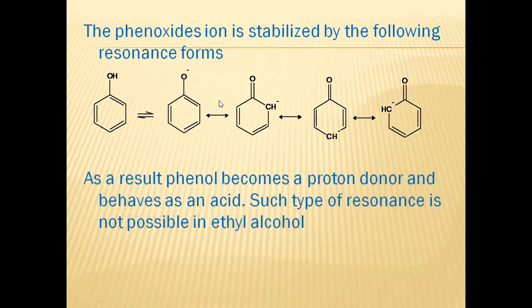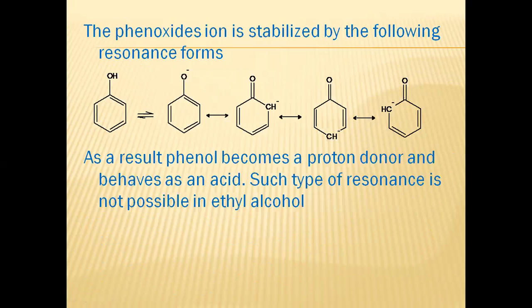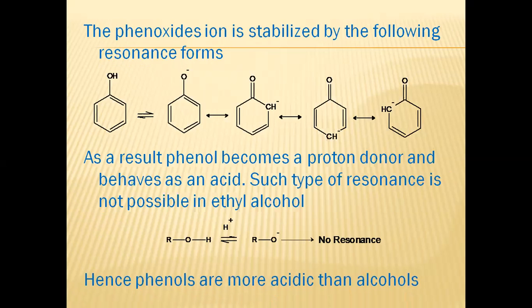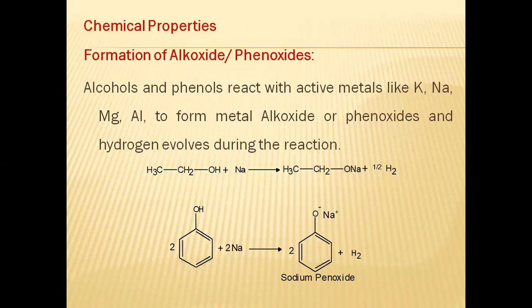This type of resonance is not possible in ethyl alcohol. If the H plus ion is removed from ethyl alcohol, it is converted to the ethoxide ion, and there are no resonance structures. If the resonance structures increase, the stability increases, and the minus charge is stabilized. So the H plus ion is removed very easily. That's why phenol is more acidic than alcohol.